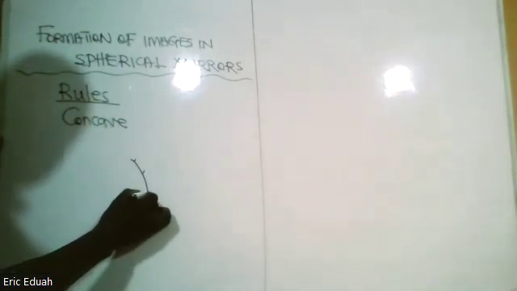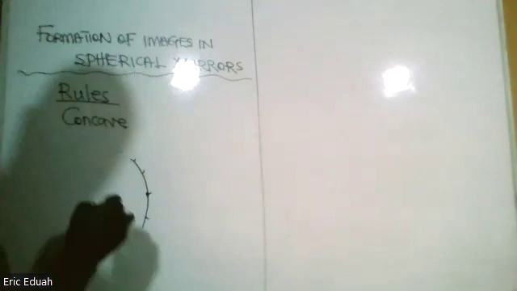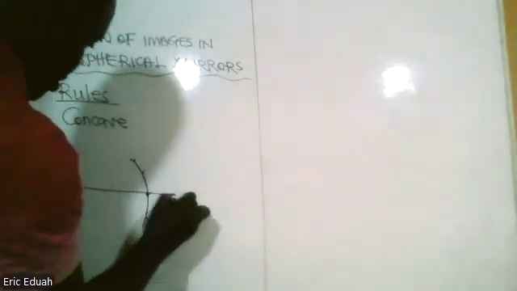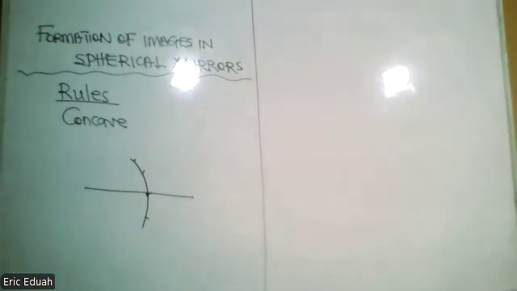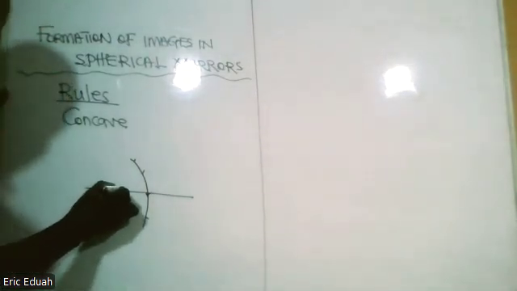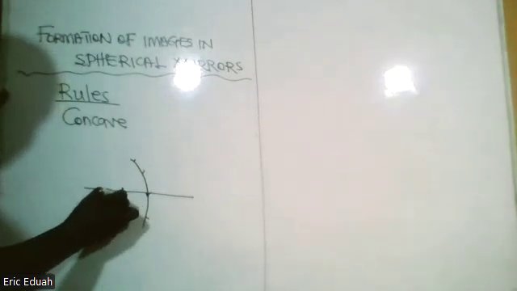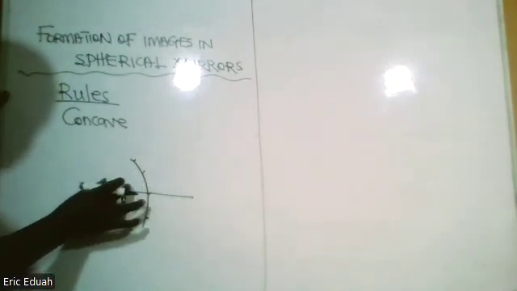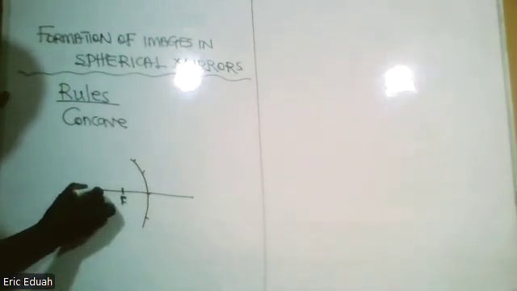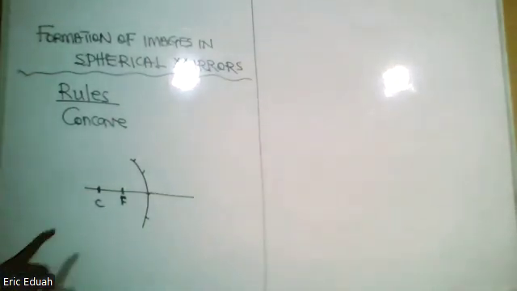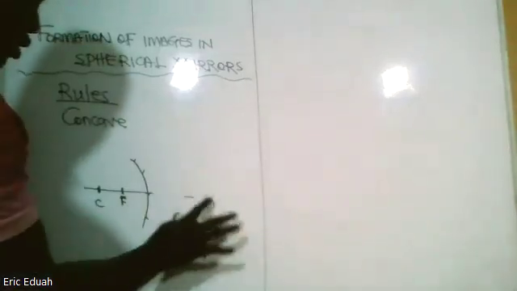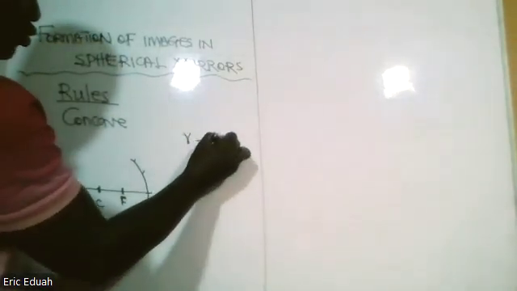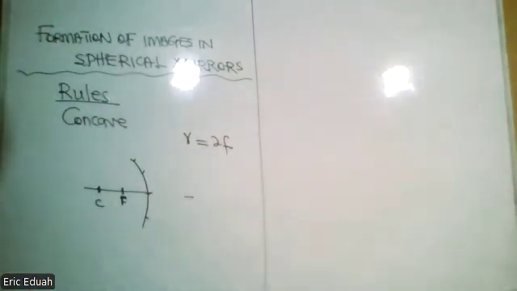There's the center. So the principal axis. I'm assuming this is my focal length. So capital F is here. The same distance as well for the center of curvature C. You don't always close your eyes to this, because R is equal to 2F. Very, very important.